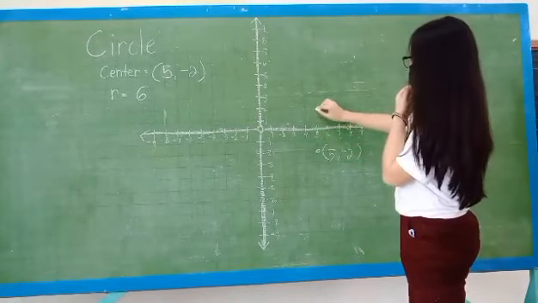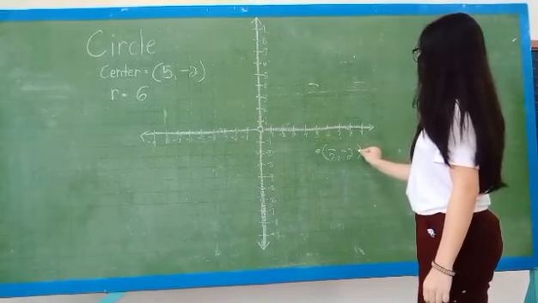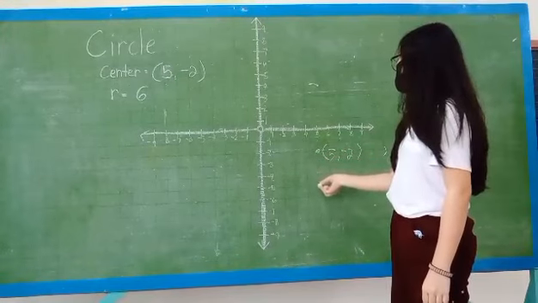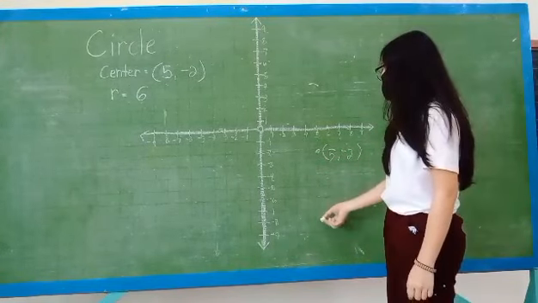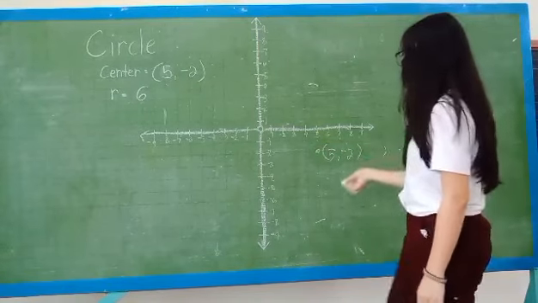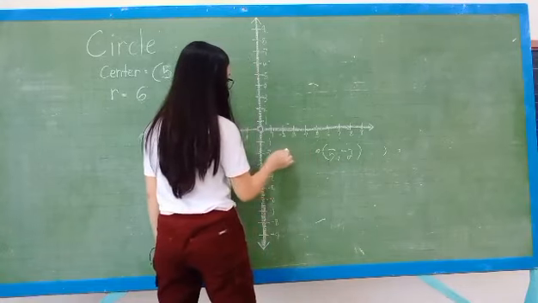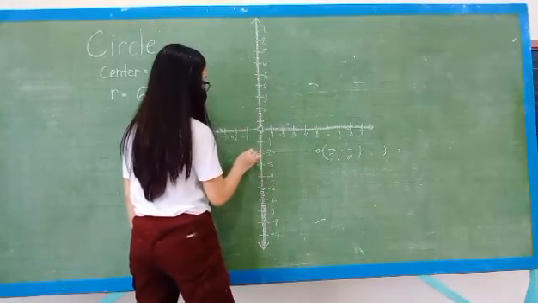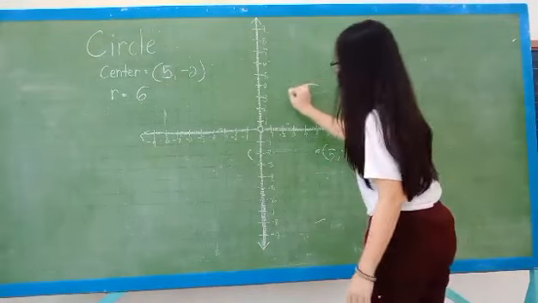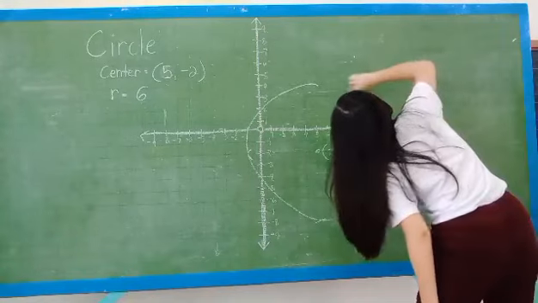We're going to count 1, 2, 3, 4, 5, 6, in each direction from the center. And so we're going to check this. And this is our circle.